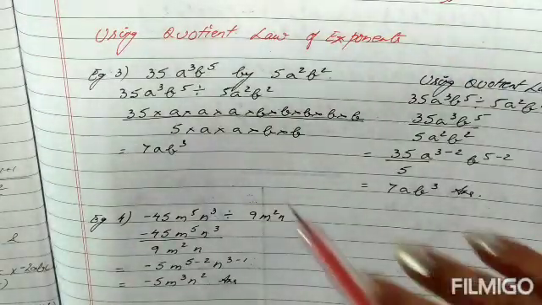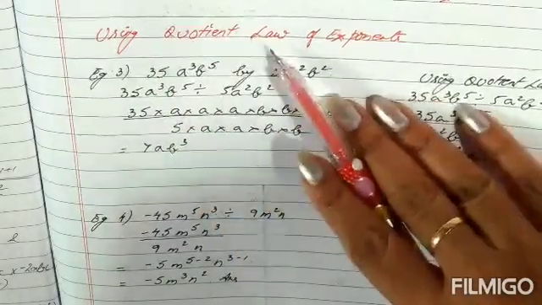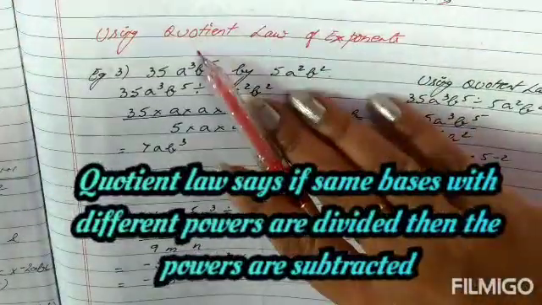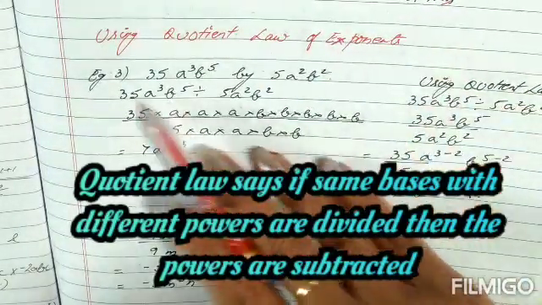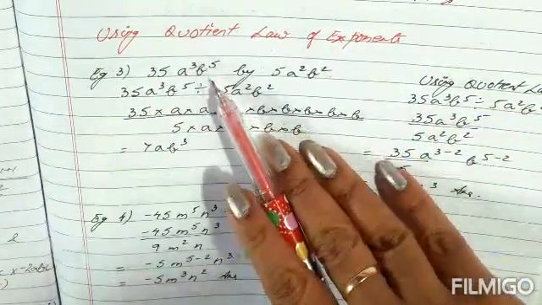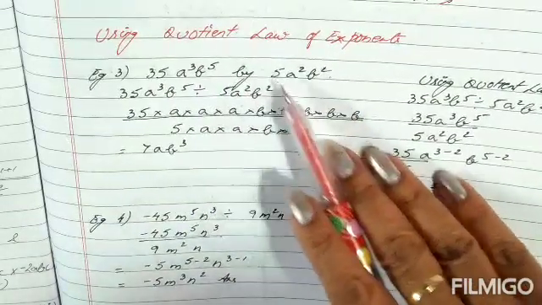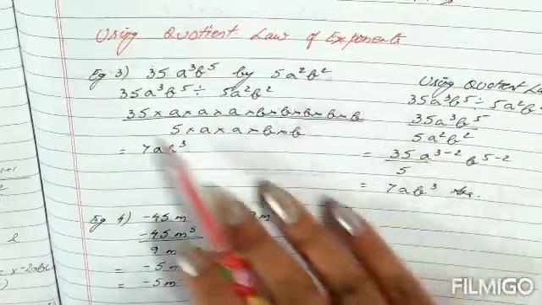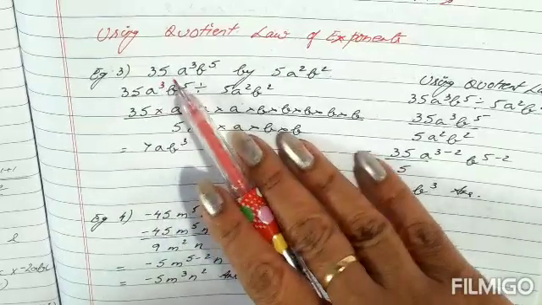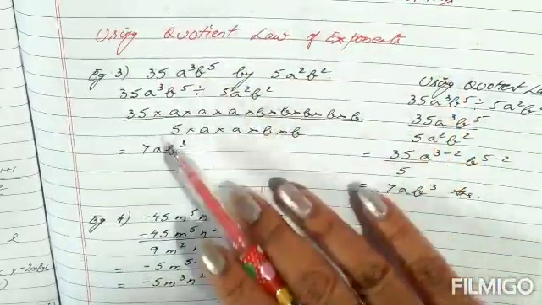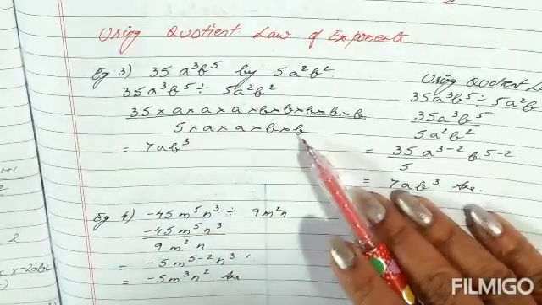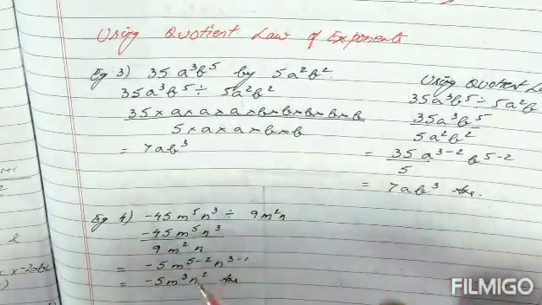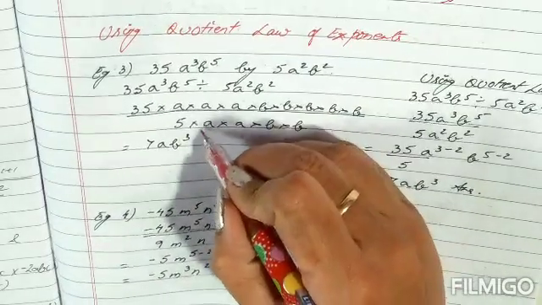Okay, children. Next one, see, using the quotient law of the exponents. Now over here, children, we are going to make use of the quotient law, right? 35a to the power 3 b to the power 5 is to be divided by 5a square b square. First step is, children, I have shown you the same method that I had taught you right now. Expand them, right? Expand both the numbers and then write. And now whatever is getting reduced, please reduce it.